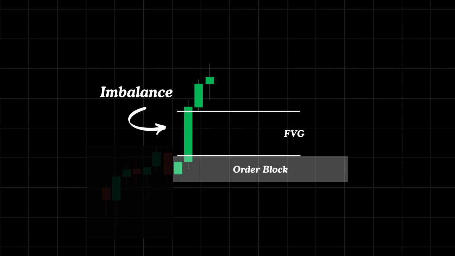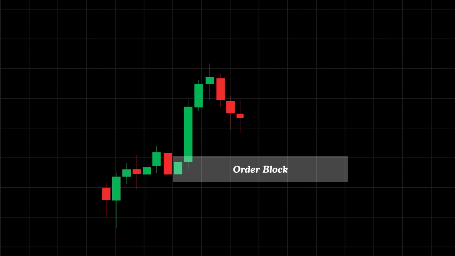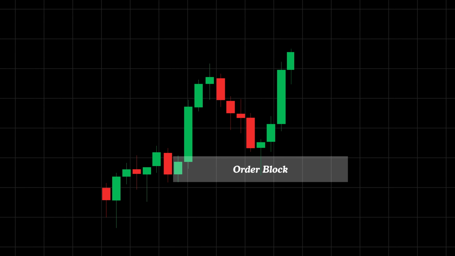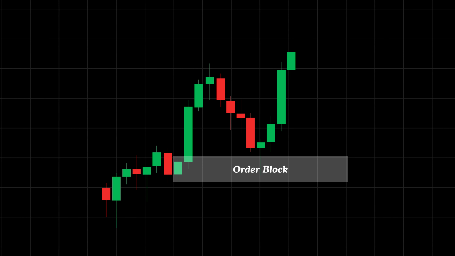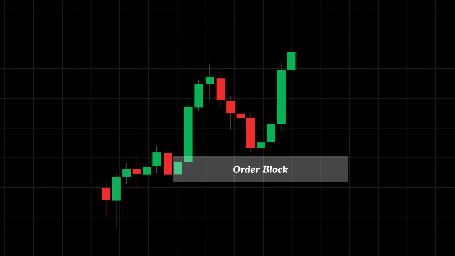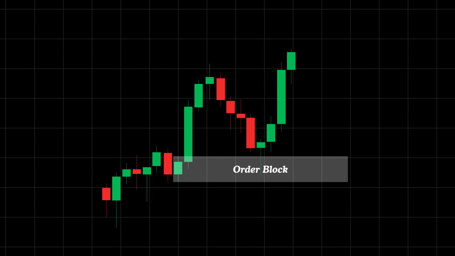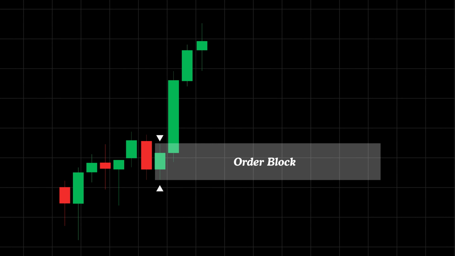Since we assume decisions were made during that candle, the expectation is that if price revisits this order block, it could react strongly as buyers or sellers step back in. So essentially, order blocks are supply and demand zones, but the distinction lies in focusing on regions where larger institutional orders are placed. Now, how do we identify the order blocks?